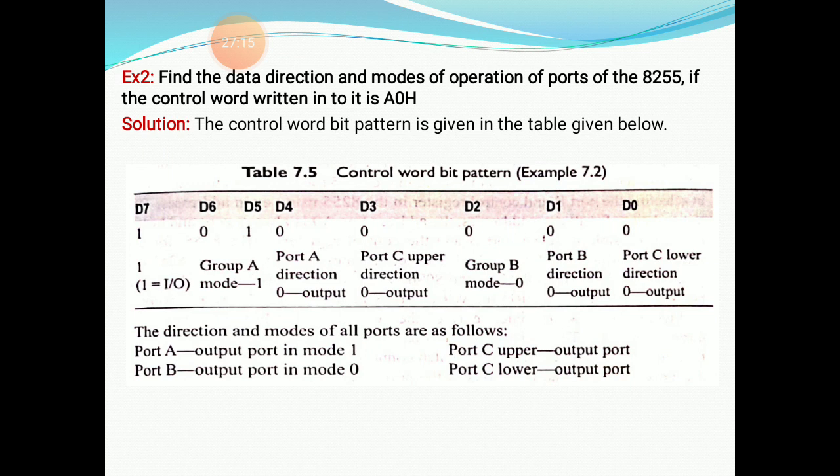Now let's consider the second example. Find the data direction and modes of operation of the ports of the 8255. The control word written into the control register is A0H.